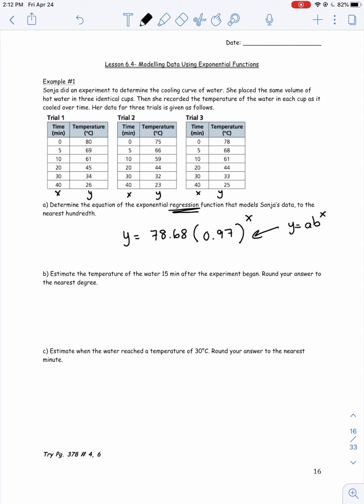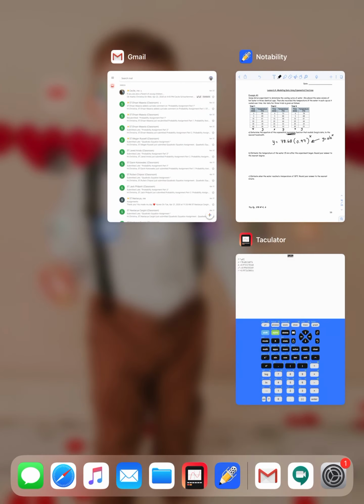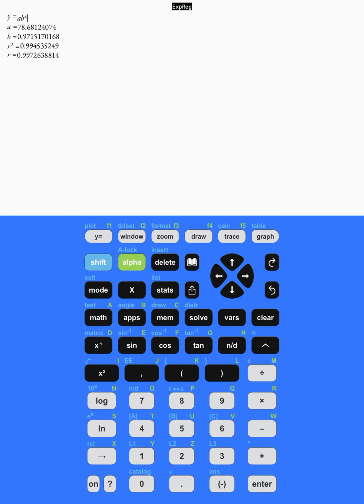Once you have the equation, the next thing you're going to do is graph your equation. On your graphing calculator, you're going to go to y equals. So press y equals, clear whatever you have there. Okay, so y equals, clear everything. Once you have it cleared, you're going to press vars.